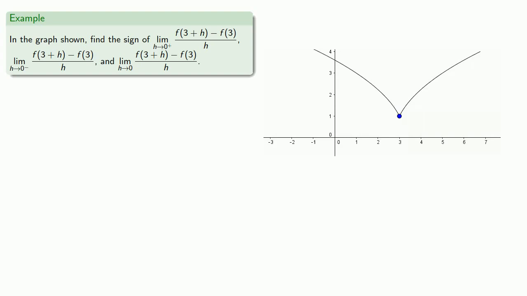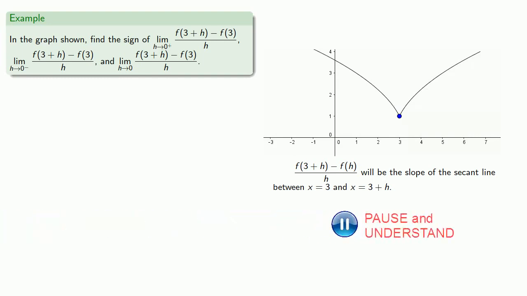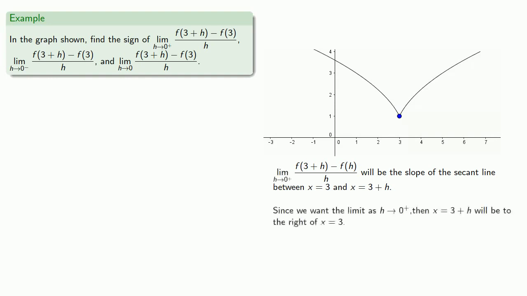In this case, the difference quotient itself is going to be the slope of the secant line between x equals 3 and x equals 3 plus h. Now, since we want the limit as h goes to 0 from above, then x equals 3 plus h will be to the right of x equals 3. And so here we have our point at x equals 3, and someplace off to the right, we have our point at x equals 3 plus h. And we'll draw the secant line.